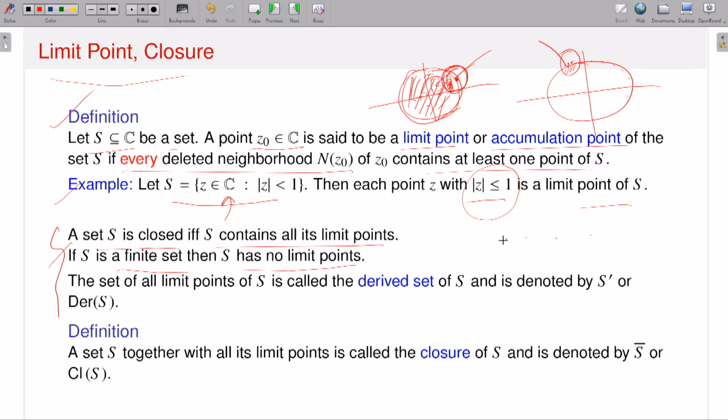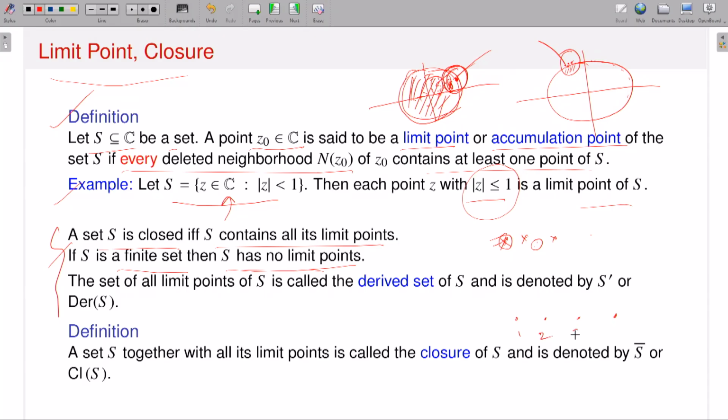Limit point means: if I say a point is a limit point, then every deleted neighborhood should contain at least one point of the set. Now if I take a point here and a neighborhood, and I delete this point, there is no other point, so the deleted neighborhood has no intersection with the set. Therefore S has no limit points. Suppose this is my set.